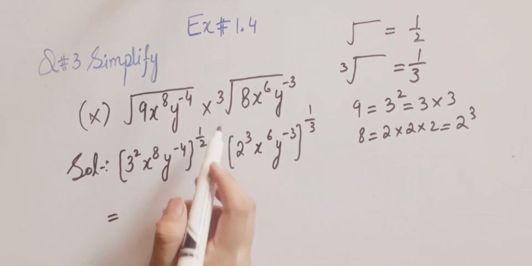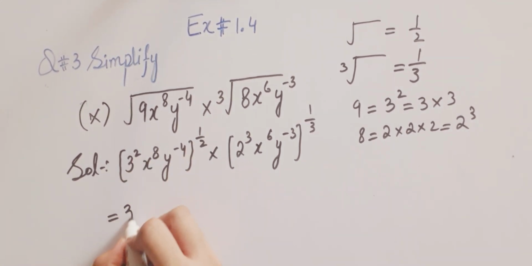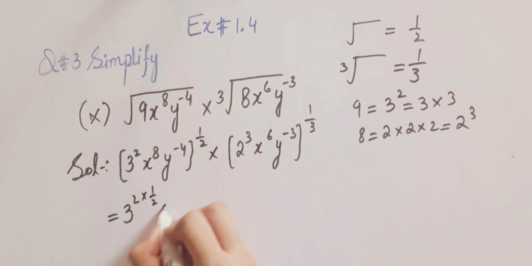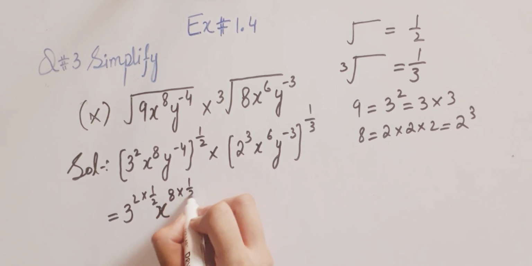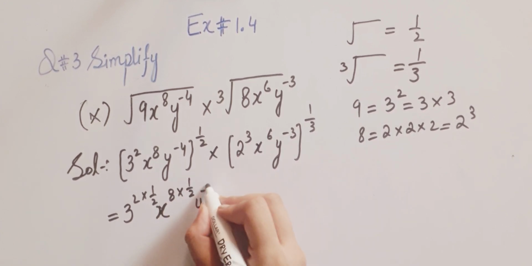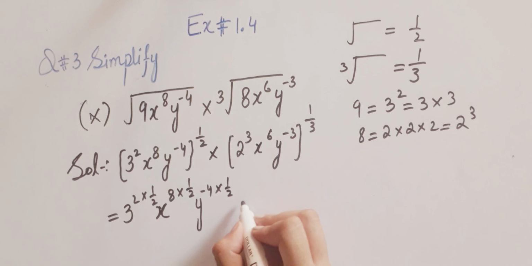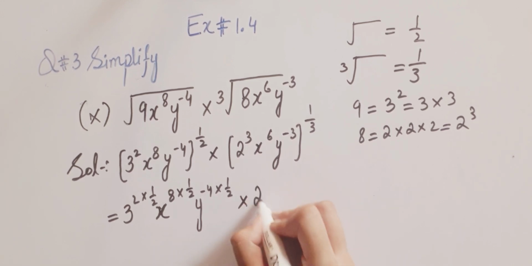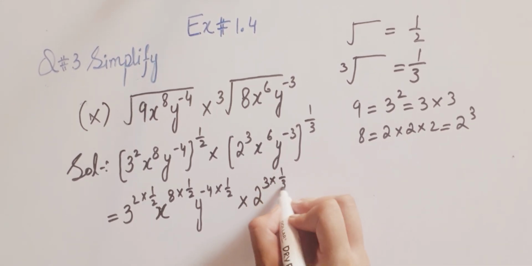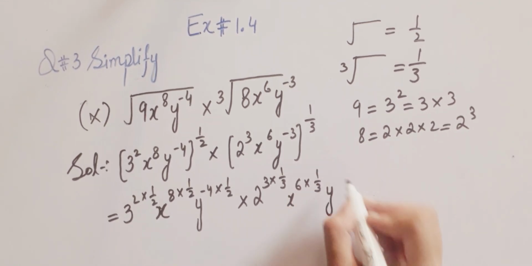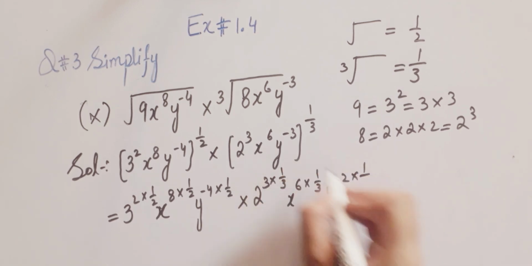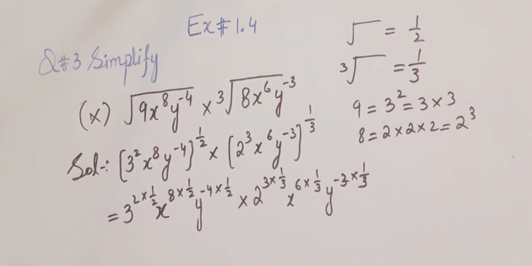So this 2 will be cancelled by this 1 by 2. 2 multiply 1 by 2, x power 8 multiply 1 by 2, y power minus 4 multiply 1 by 2, multiply 2 power 3 multiply 1 by 3, x power 6 multiply 1 by 3, y power minus 3 multiply 1 by 3. Now this 2 will be cancelled by this 2. We have just 3.